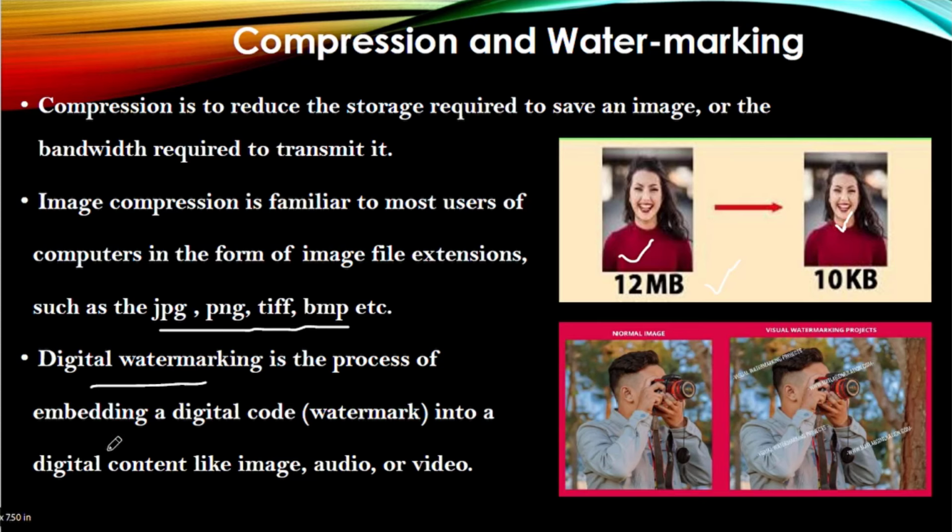The next one is digital watermarking. It is the process of embedding a digital code into your digital content like image, audio or video. Say this image, the first one is a normal image and this is a visual watermarking image. What's the purpose of having watermarking? It is a type of having a patent.